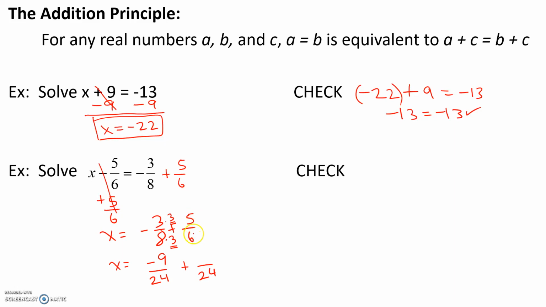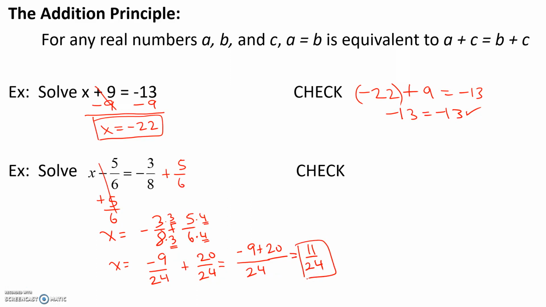To rewrite 5 over 6 using a denominator of 24, we would multiply the 6 by 4. Therefore, you would multiply the 5 by 4 as well, and you would get 20 over 24. Negative 9 plus 20, when we have a common denominator, you can write the numerator over 24, which is a common denominator, and this will give you 11 over 24 as the answer.